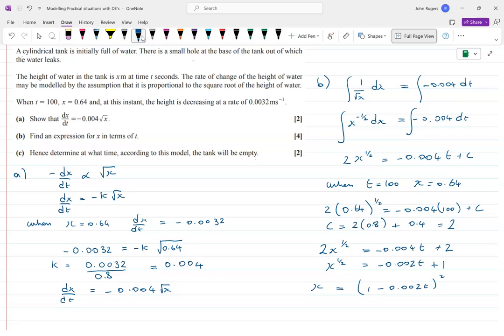Okay, so pretty straightforward integrating bit there. And they're going to get us to interpret that a little bit for part C. Just make a bit more space here.